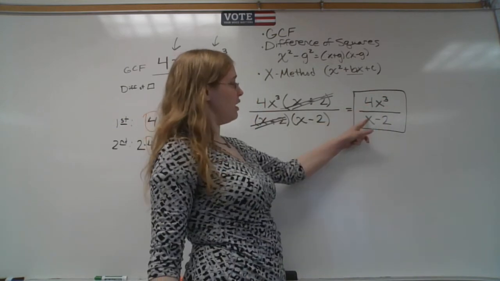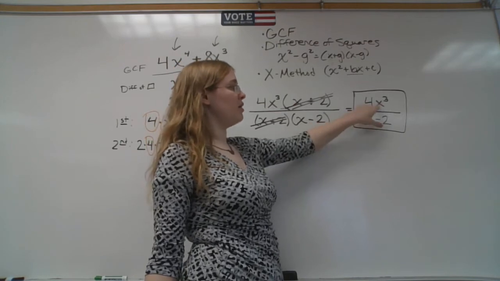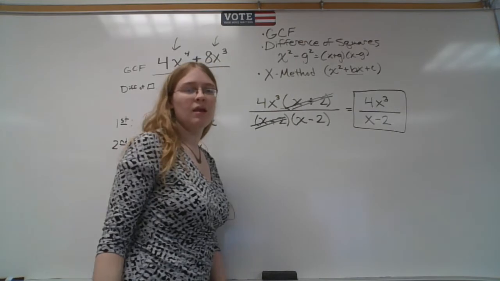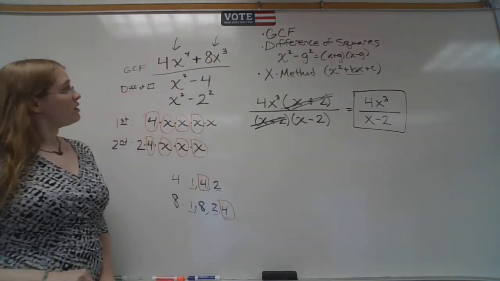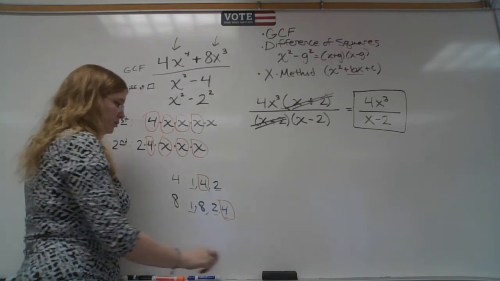We can't cancel out the x's because it's attached to this minus. And you can only cancel out top and bottom if it's being multiplied. This isn't being multiplied, it's being subtracted. So that's the answer to that one.